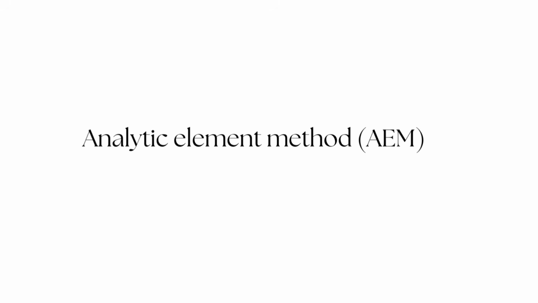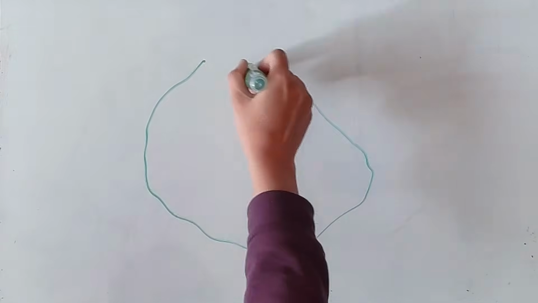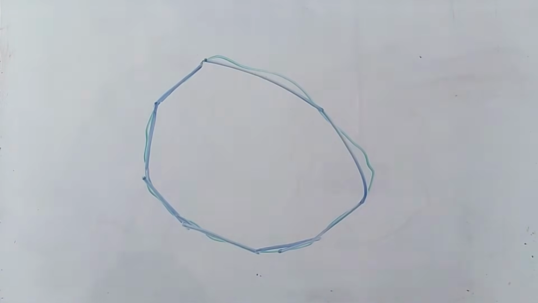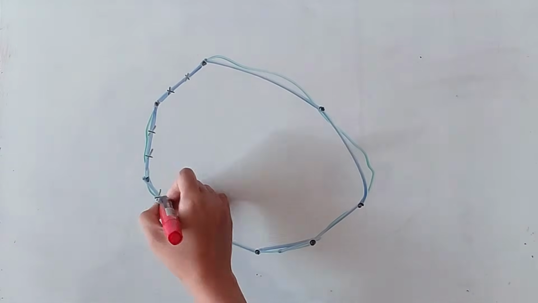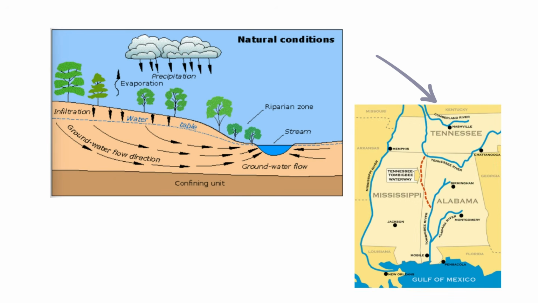The fifth method is the Analytical Element Method, or AEM, and this one is particularly interesting. Unlike previous methods, AEM does not discretize the entire domain. There is no mesh filling the interior. Instead, only the boundaries are discretized and the solution is constructed from analytical functions that already satisfy the governing equation. The method was first developed in the 1970s to solve groundwater flow problems, that is, the effect of the Tennessee Tombigbee waterway, I hope I pronounced it right, on the surrounding aquifers.